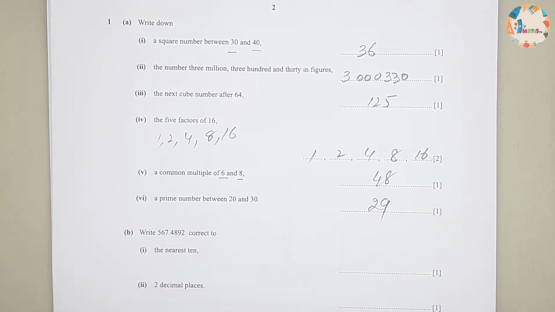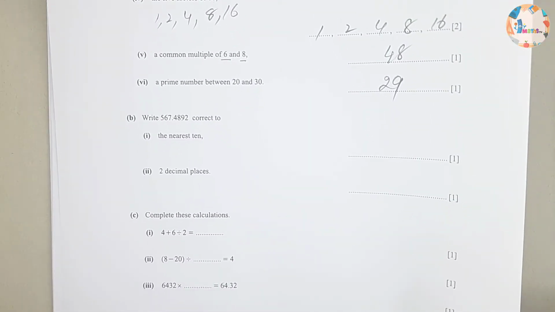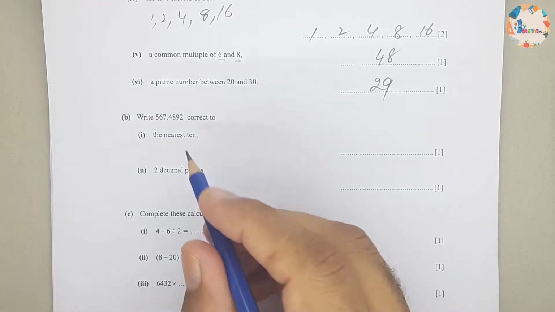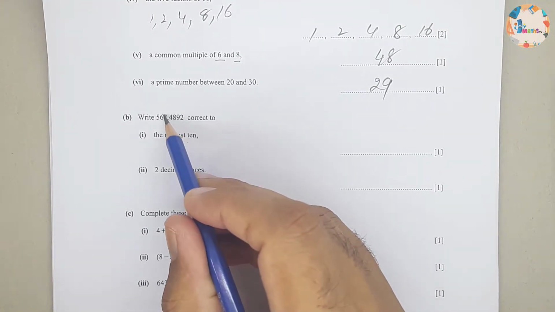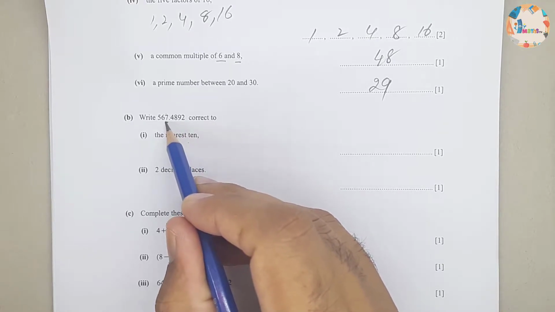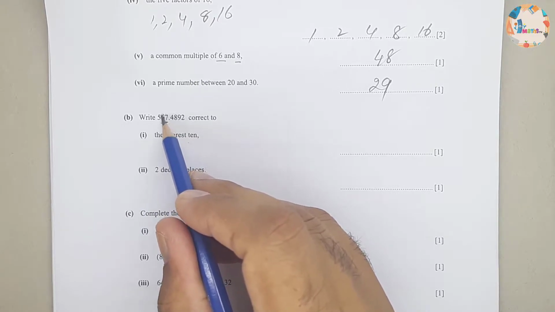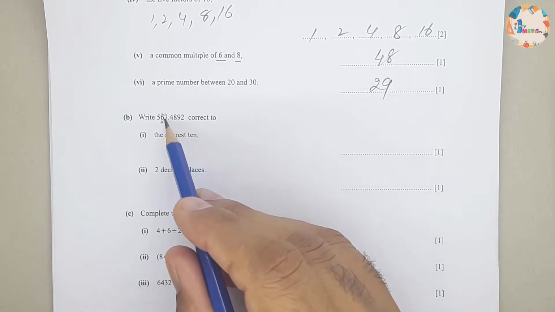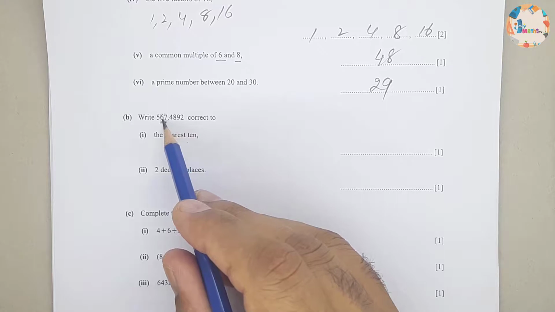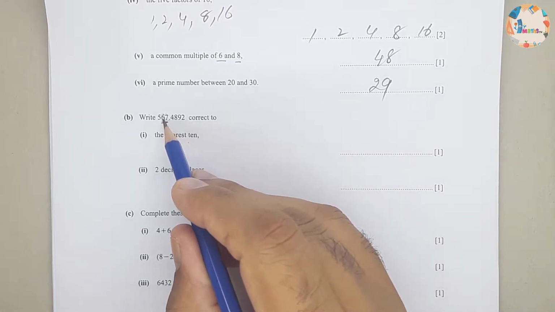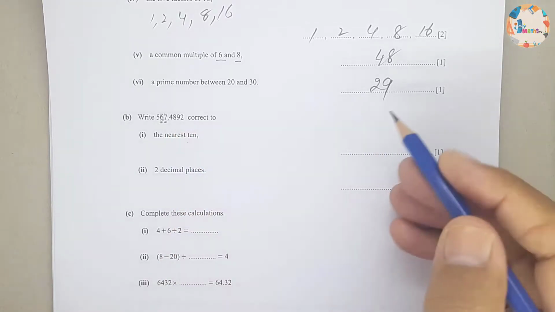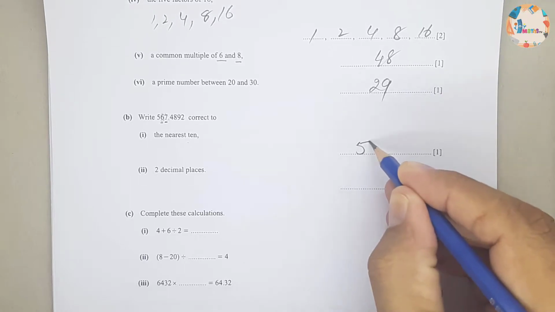These are easier questions. So B part, write this number correct to the nearest 10. So for the nearest 10, this is the ones and tenths. So 6 is at the tens position. So we'll remove 7, so 1 will be added to this one. So it will be 570.